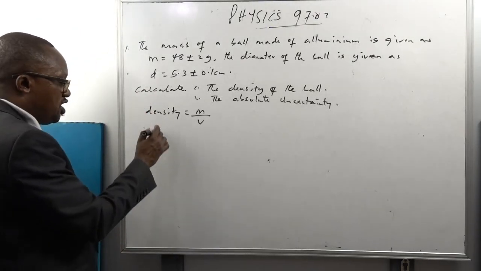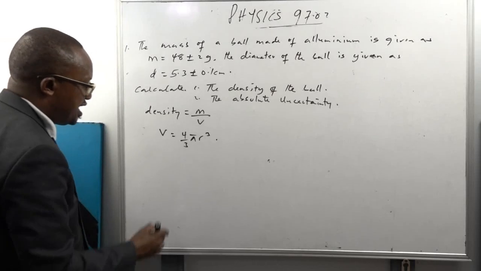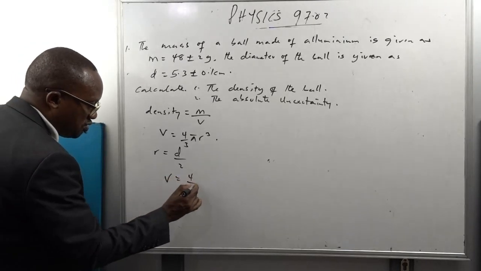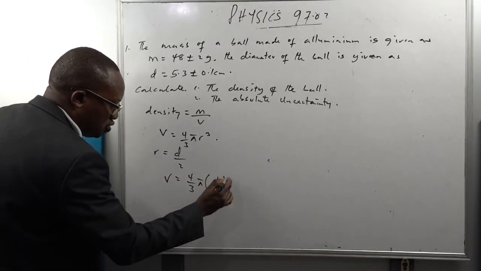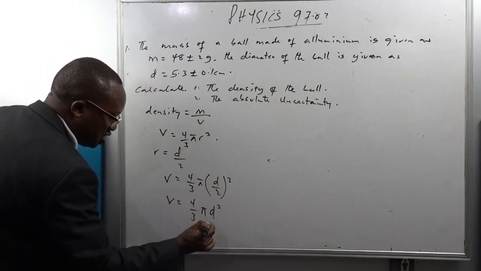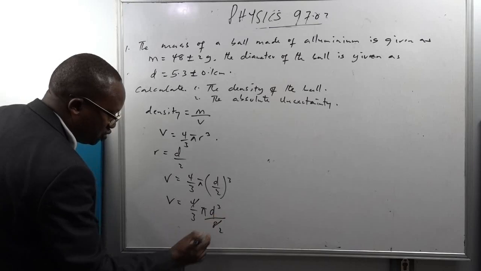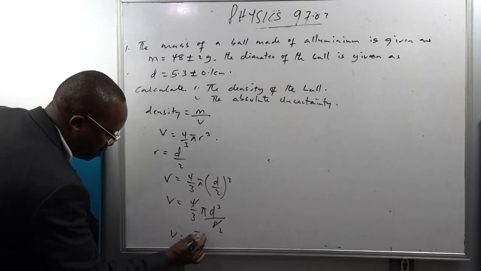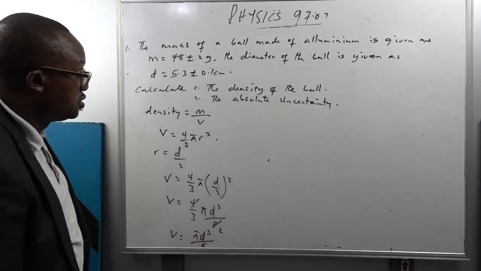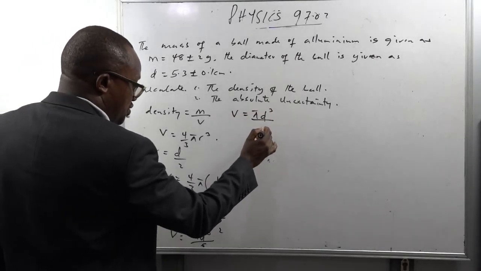The volume of a sphere is given as 4/3 pi r cubed. And the radius is given as the diameter over 2. So volume becomes 4/3 pi (d over 2) all raised to power 3. So this becomes 4/3 pi d cubed over 8. 4 in 8, 2. So V becomes pi d cubed over 6, 3 times 2. So the volume is now pi d cubed over 6.